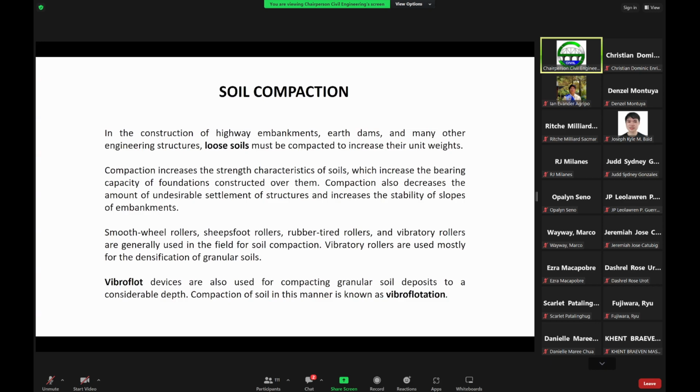As you can see here in the slide, in the construction of highway embankments, earth dams, and many other engineering structures. I think in Bohol, for example, there is a large earth dam there. For those of you who come from Bohol, I think you have a large earth dam there.